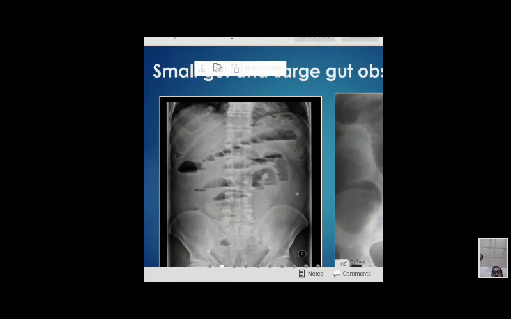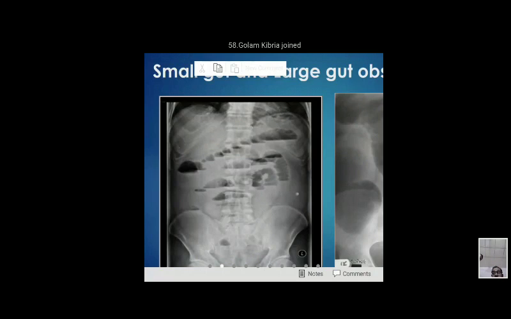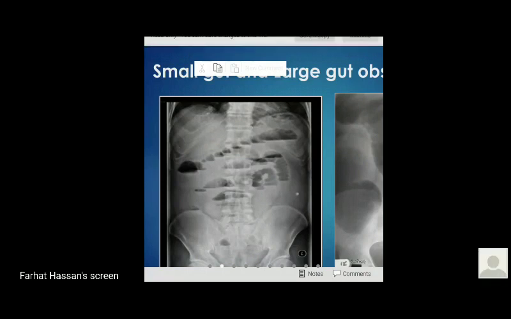And other than that, there may be volvulus, intussusception. These may also cause intestinal obstruction, volvulus, intussusception, and adynamic causes like paralytic ileus and pseudo obstruction. What is the difference between adynamic and dynamic obstruction?